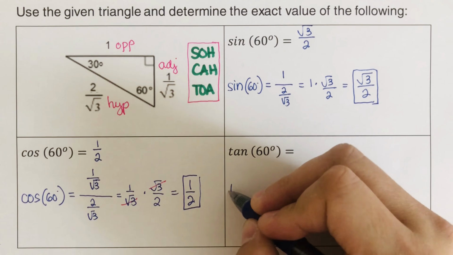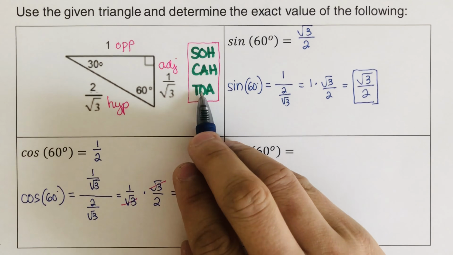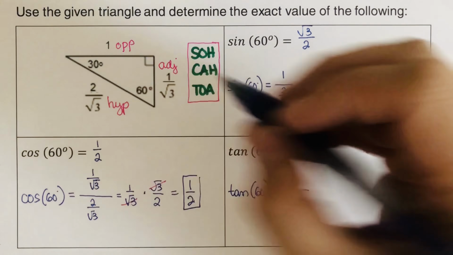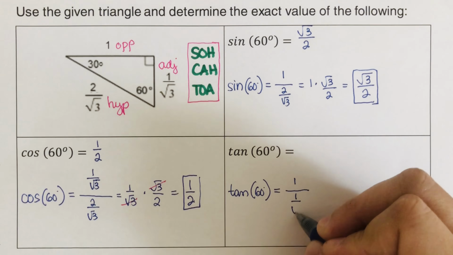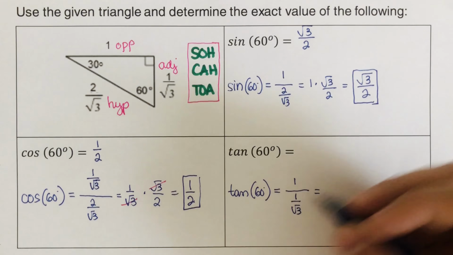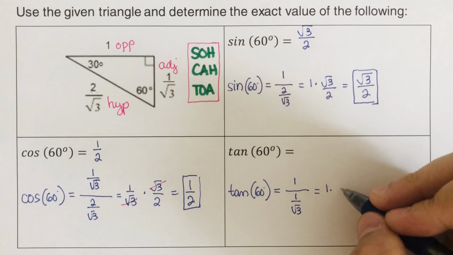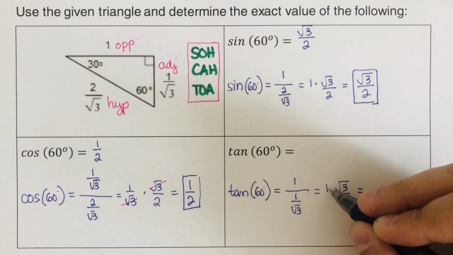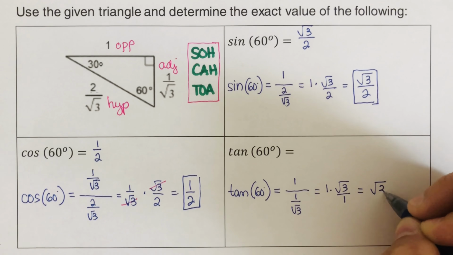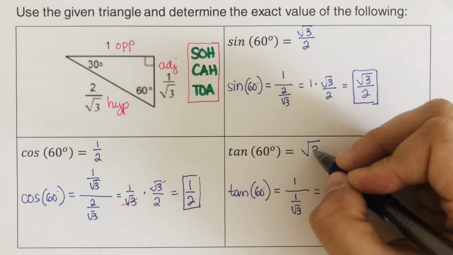So that is tangent 60 degrees is equal to TOA, opposite. So what's the opposite? 1 over, adjacent is 1 over square root of 3. So then we flip that around. So that would be 1 times, switch it, flip it, and multiply across. Square root of 3 over 1. So the answer is 1 times square root of 3 is just square root of 3 over 1. So we can just keep it as square root of 3. So this is square root of 3.